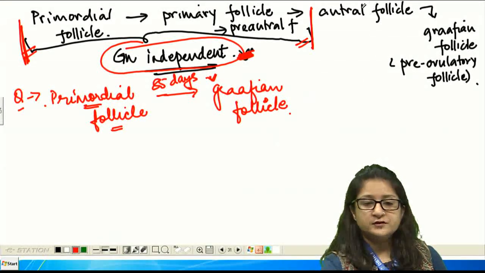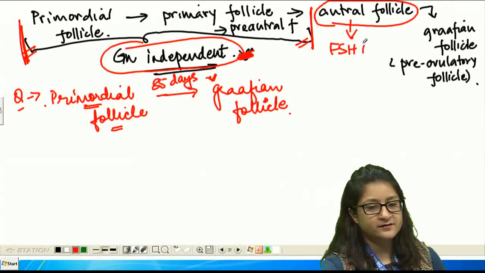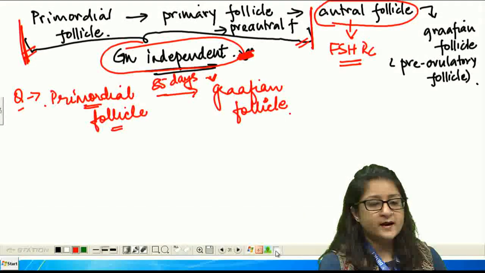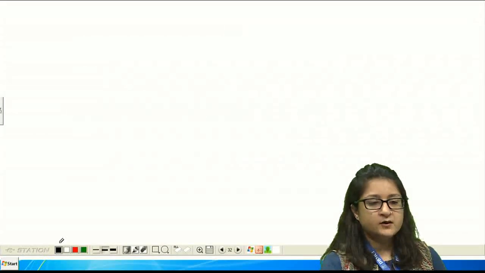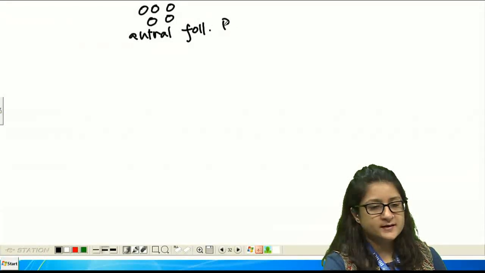Then what is important to remember is that these antral follicles are recruited, because they start having FSH receptors in the granulosa cells of these antral follicles. So a number of antral follicles are recruited. If we make a flow chart and see how it goes, we will notice that a number of antral follicles are recruited, and they have FSH.